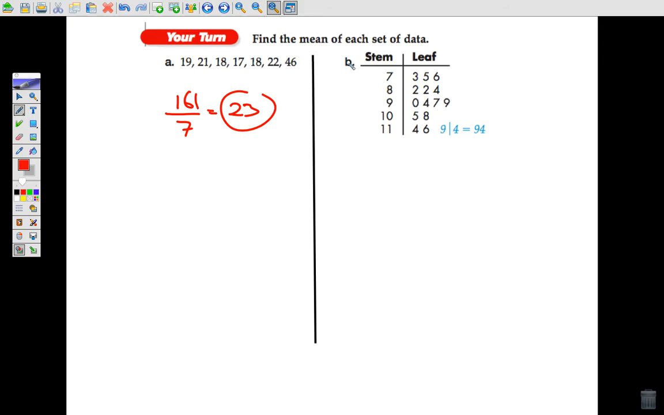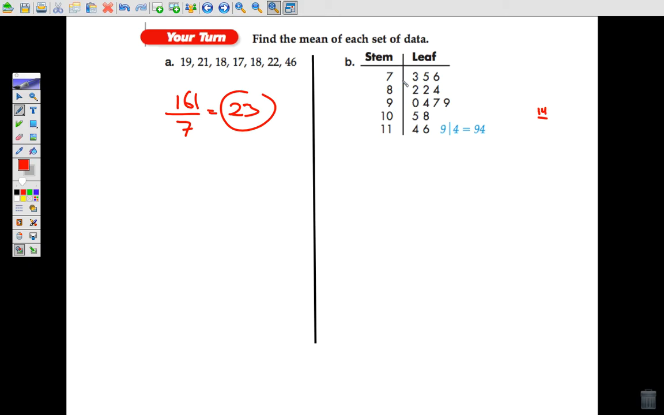On part B, we have a stem and leaf plot, which you should have some experience with. Okay, so there's let's see, 6, 4 is 10, 11, 12. There's 14 numbers. Okay, I'm just going to put that off to the side. Starting at 73 and ending with 116. So that's how a stem and leaf plot works. There's a video for that if you haven't seen that yet.